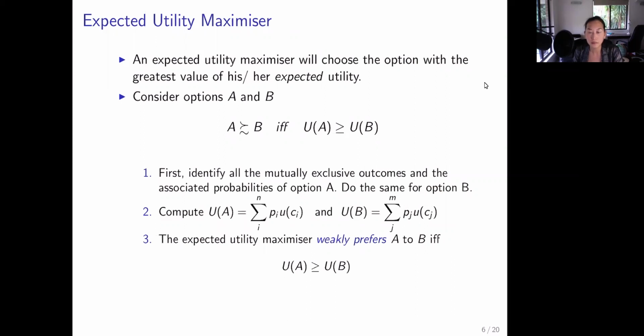And then choose which one has a greater value, right? The consumer weakly prefers option A to B if and only if this computed value is greater than or equal to this value. So it doesn't necessarily mean that you will always choose the option with certainty. Actually, it doesn't depend on that certainty. It depends on the expected utility value.